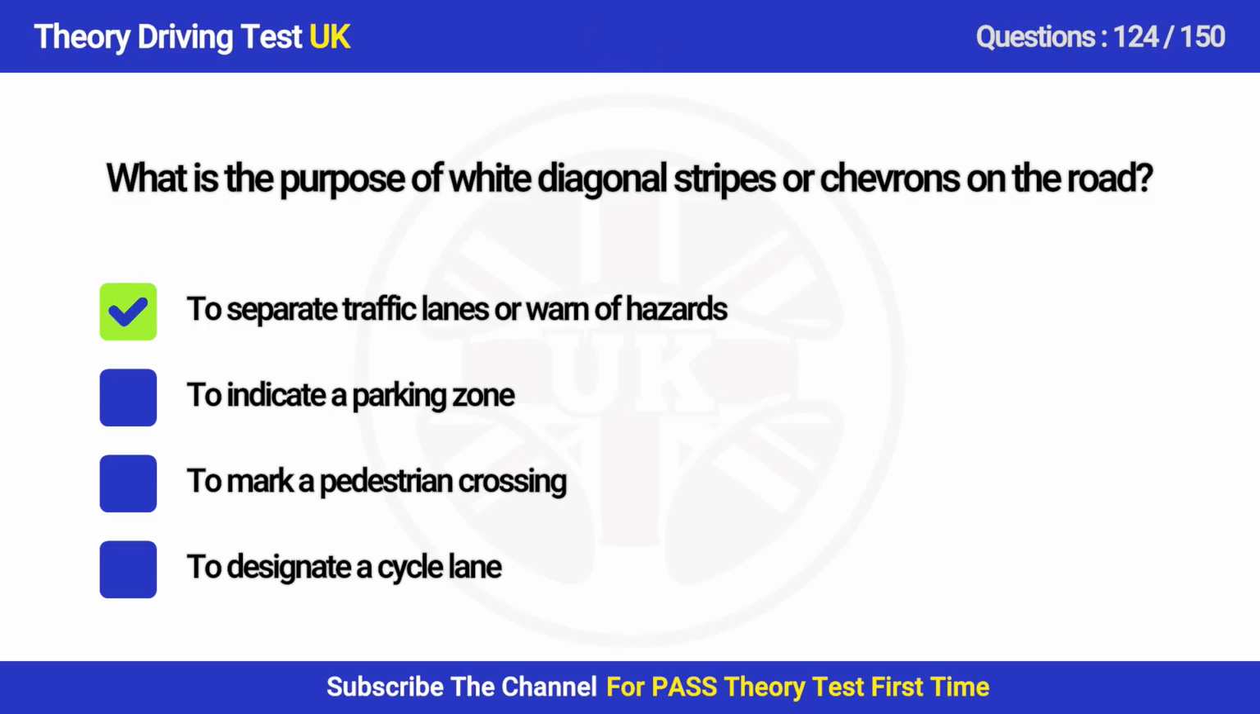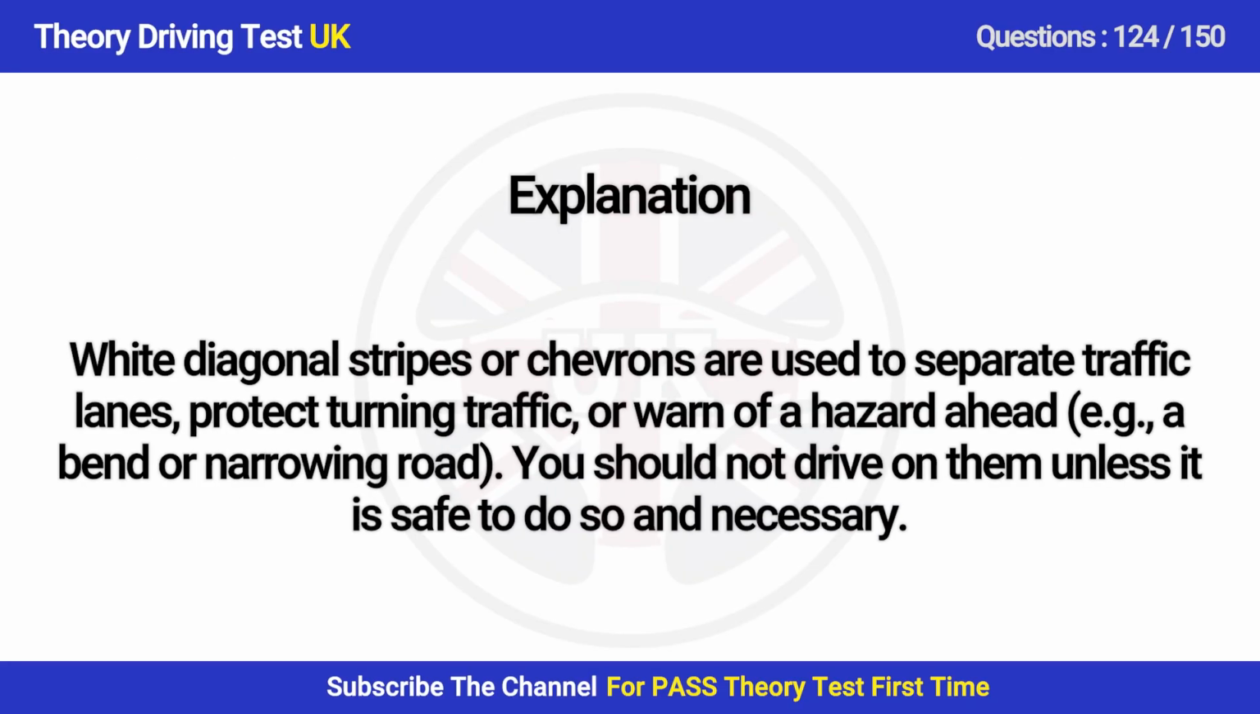Answer is A. To separate traffic lanes or warn of hazards. White diagonal stripes or chevrons are used to separate traffic lanes, protect turning traffic, or warn of a hazard ahead, e.g., a bend or narrowing road. You should not drive on them unless it is safe to do so and necessary.